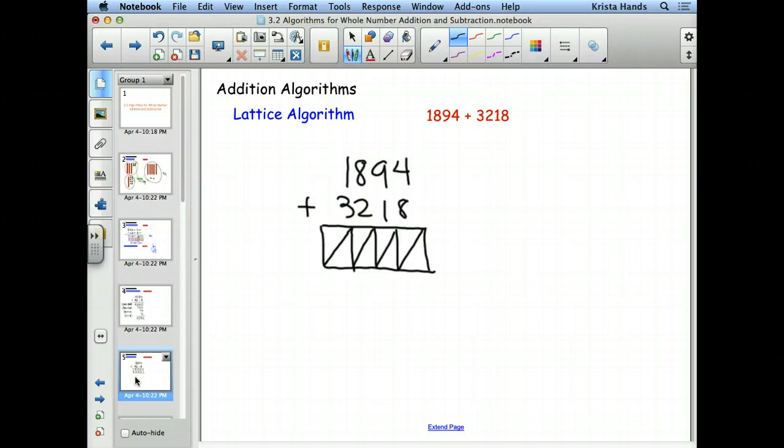If you get the 4 and the 8, you have 12. So with the number 12, the first digit goes in the upper corner, and the second digit goes in the lower corner. So a 2-digit number, the largest digit goes on the top, and the smallest digit goes in the bottom.